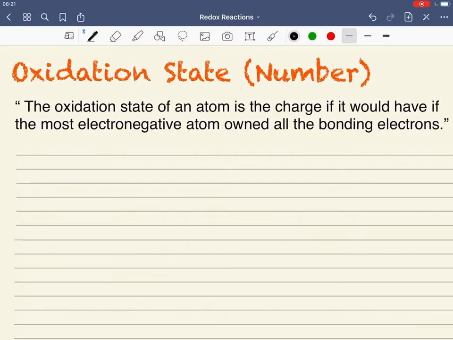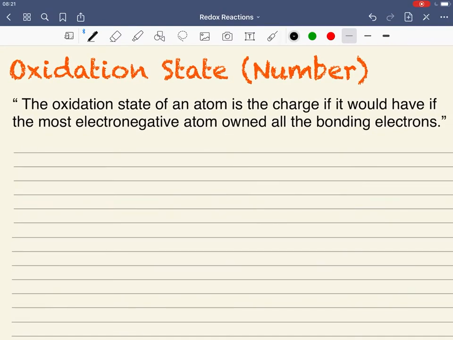Here we're going to look at the concept of oxidation states or oxidation numbers. Oxidation states are very, very useful for helping us figure out what's going on in a redox reaction in terms of what has been oxidised and what has been reduced. I've given you the definition of oxidation state.